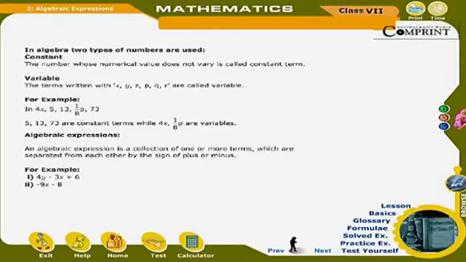Algebraic expressions. An algebraic expression is a collection of one or more terms which are separated from each other by the sign of plus or minus. For example, first, 4y minus 3x plus 6, second, minus 9x minus 8.